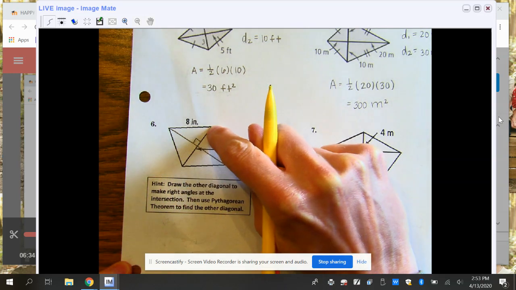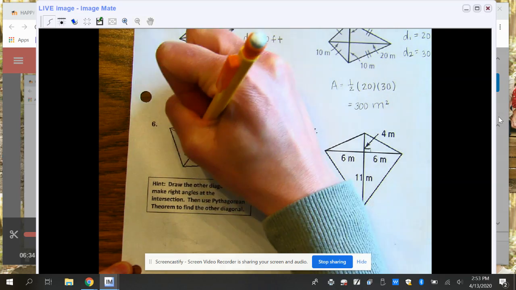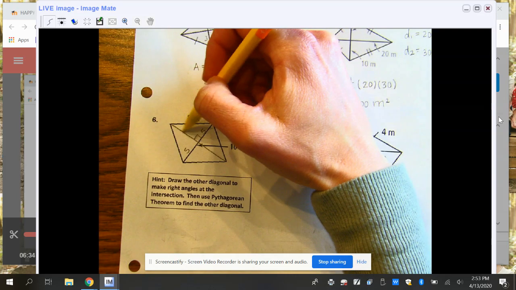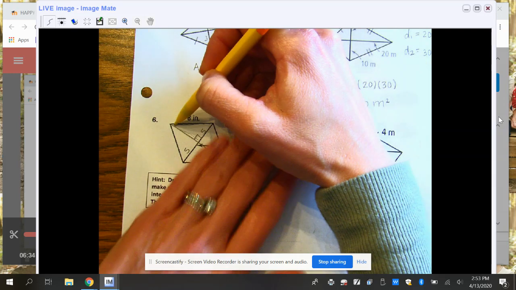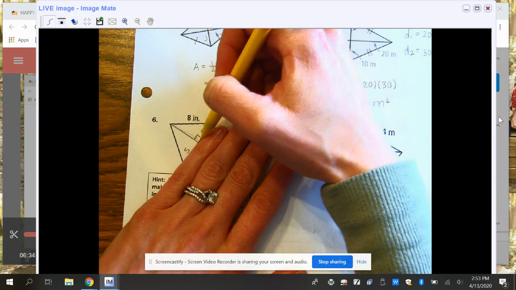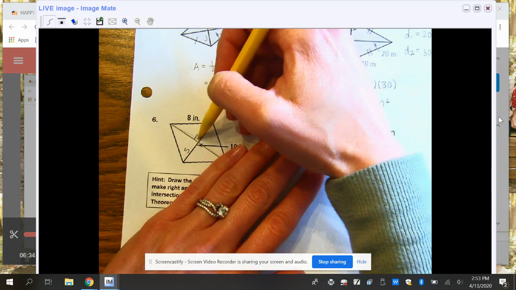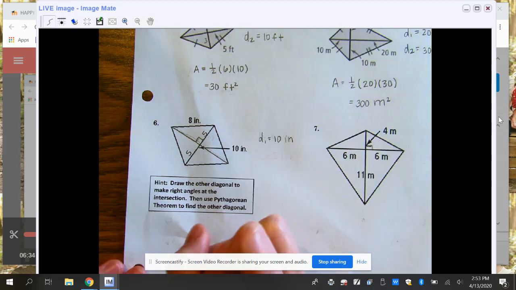So if we were given that this entire diagonal was 10 inches, that means that each part is 5 inches. So if I want to know the length of this diagonal, I can find this length by doing the Pythagorean theorem with this right triangle and then multiplying it by 2 to get the length of the whole thing.